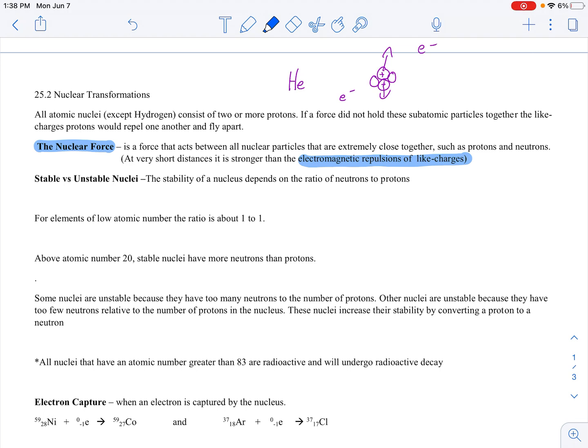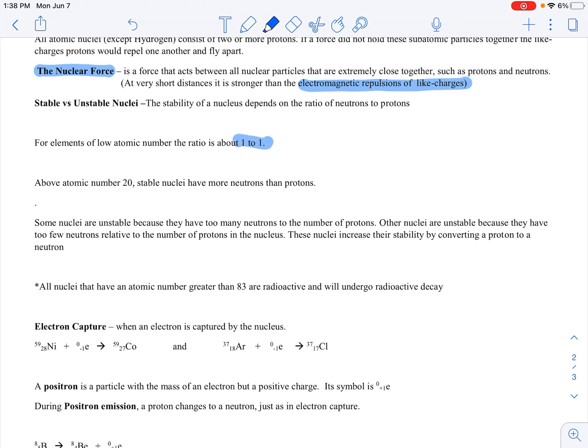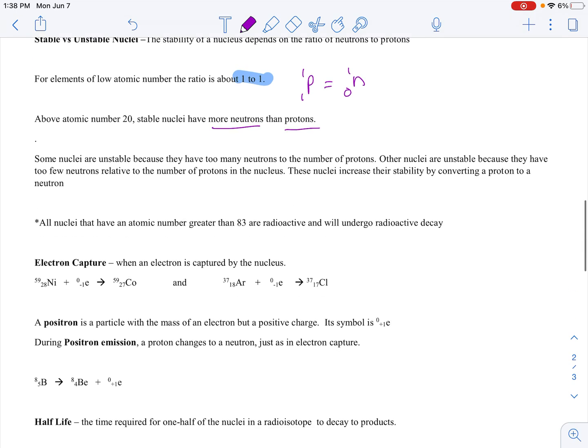However, we have stable and unstable nuclei. The stability of a nucleus depends on the ratio of neutrons to protons. So it can mess up the nuclear force if you have too many of one or the other. For elements of low atomic number, it's about 1 to 1. So for every proton, you also have about 1 neutron. They can match each other. Above a certain atomic number, now we have more neutrons to protons that make it stable.